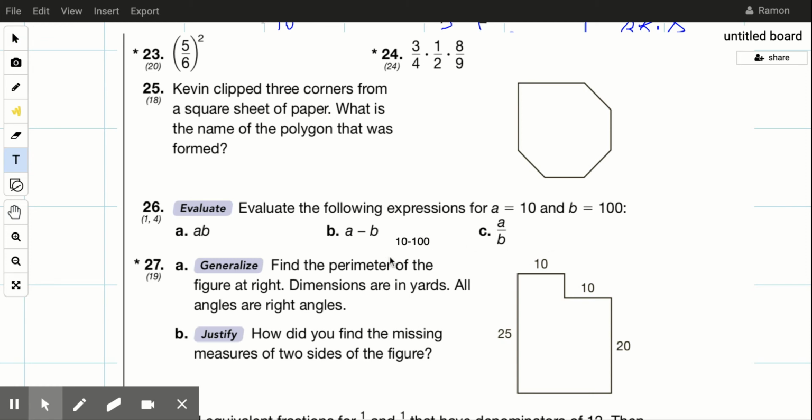So you should have a negative difference. And for C, you're going to have A, which is 10, divided by 100. And then we simplify, if we can.